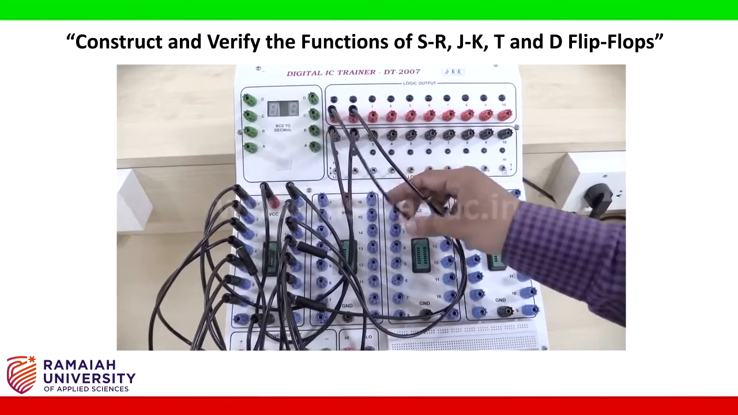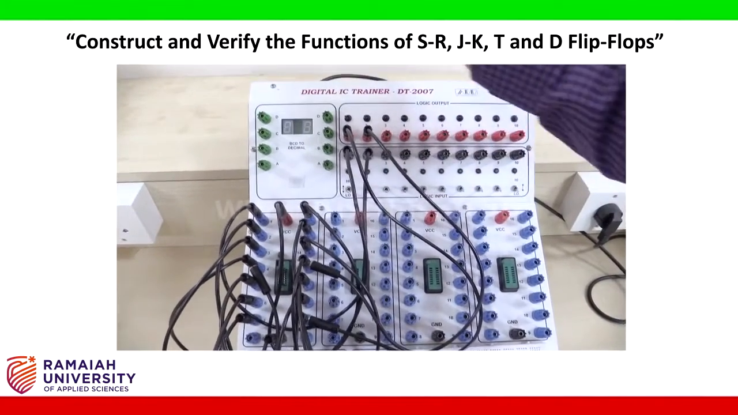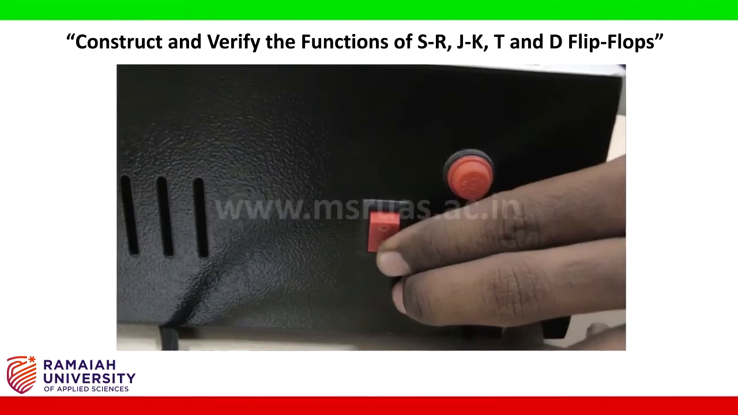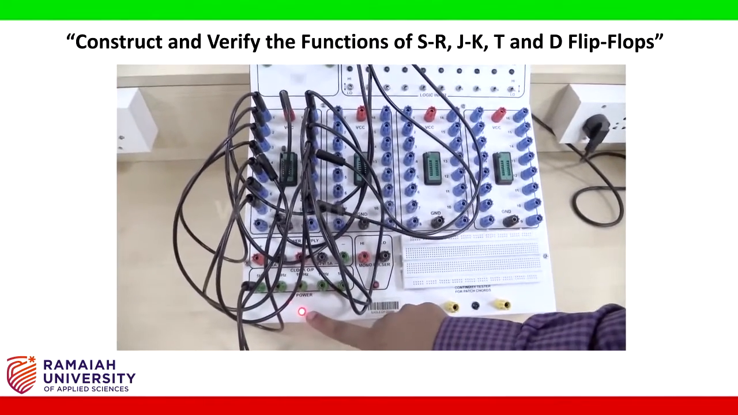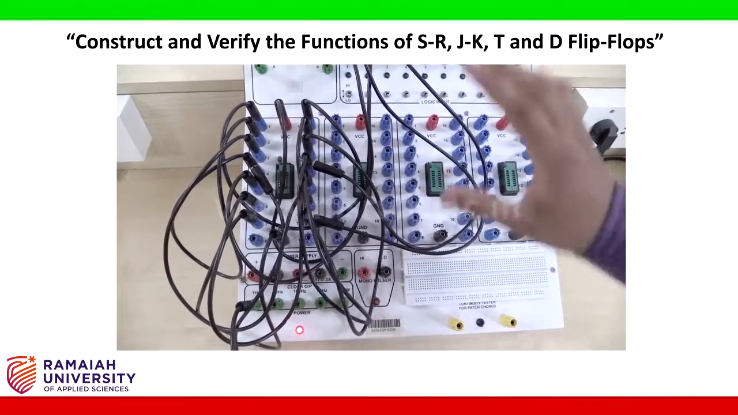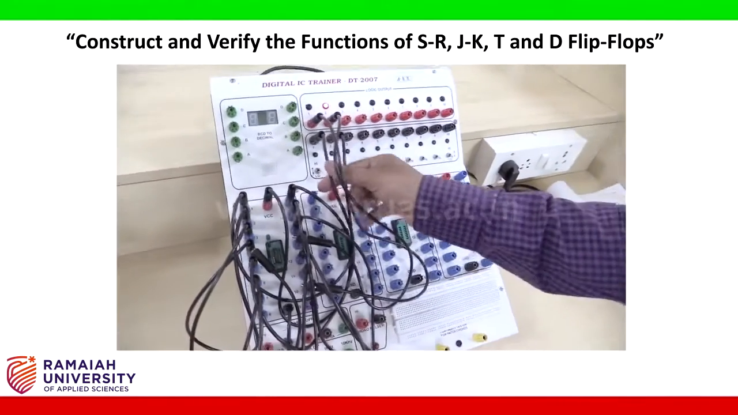Now we will verify the outputs. In order to do that, first we need to switch on the power supply, which can be turned on by turning on the switch at the back side. Here you can see the red LED bulb is on, that means the circuit is on. Now we have to verify the outputs by changing the input knobs.